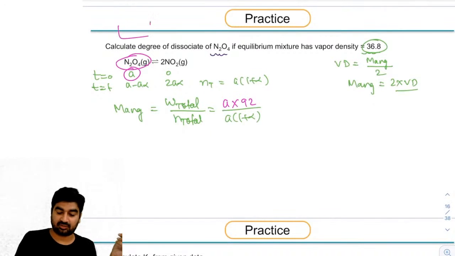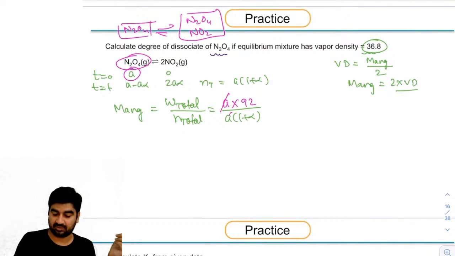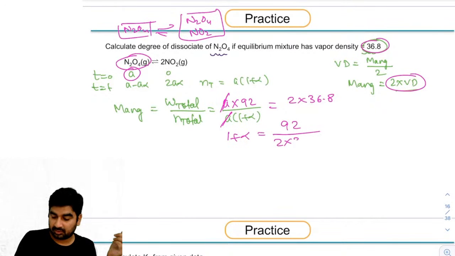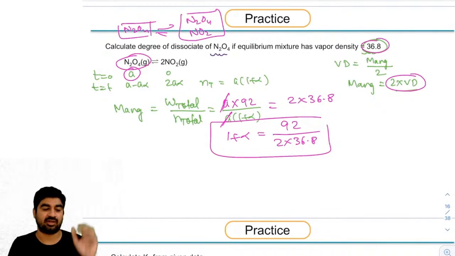Initially in my container only N2O4 was present, but once equilibrium was achieved, N2O4 and NO2, two gases were present. A will get cancelled out. So from here, M average is 2 into vapor density. A will cancel out, so 1 plus alpha will be equal to 92 over 2 into 36. So from here you can determine the value of alpha.